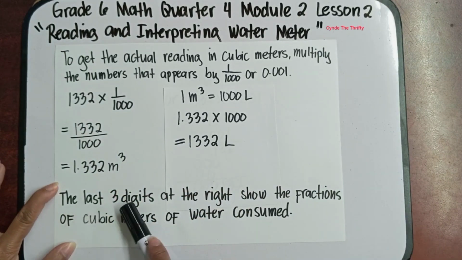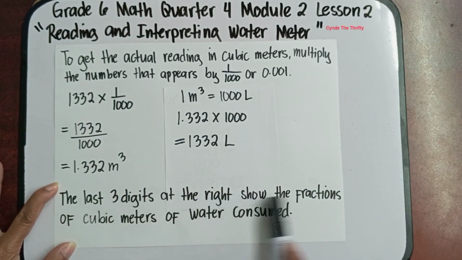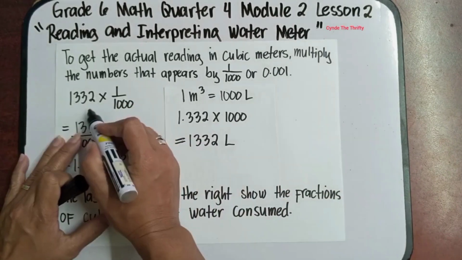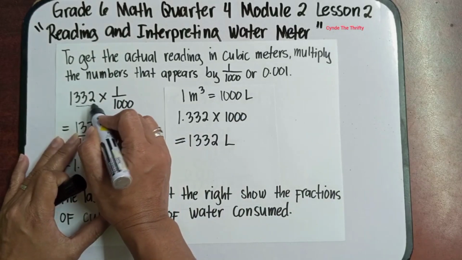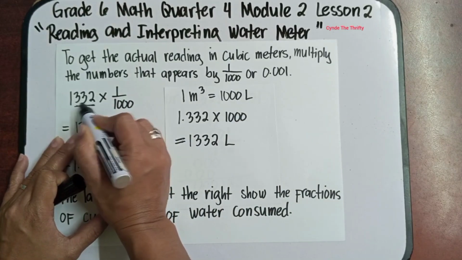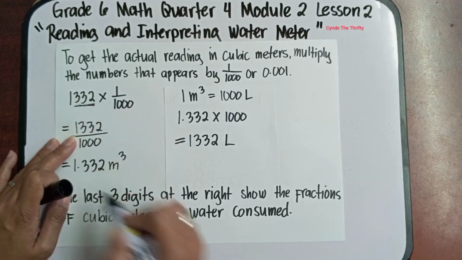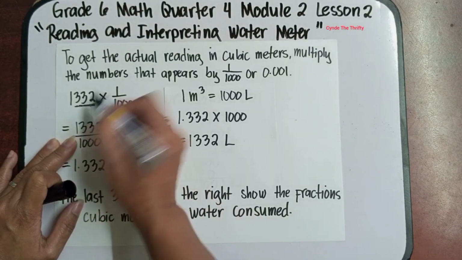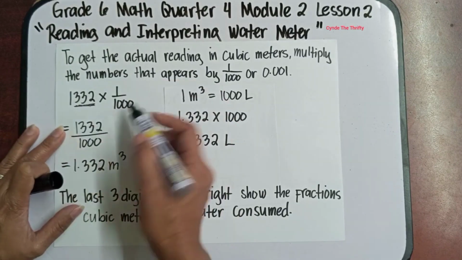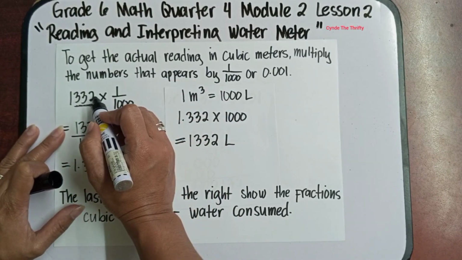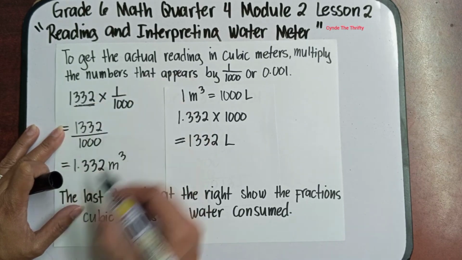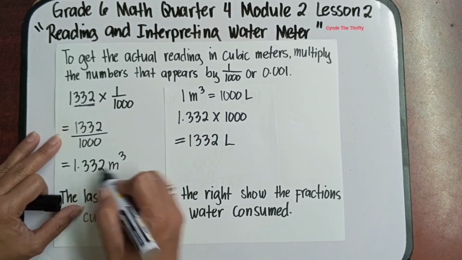The last three digits at the right show the fractions of cubic meters of water consumed. Ibig sabihin, itong last three digit natin dito sa right, ito yung nagpapakita ng fractions of cubic meters of water. So, pwede nyo na siyang hindi i-divide ng 1,000. Diretso na lang kayo mag-count ng tatlong decimal points. So, 1, 2, 3. Automatic na yan. Ang sagot nyo is 1.332 cubic meter.